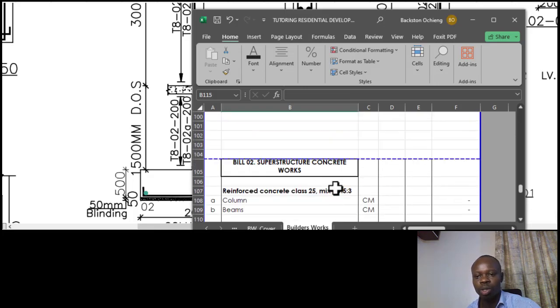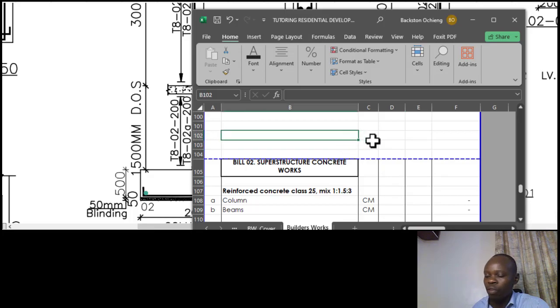Carry to collection. So the rest of the editing I'll do when we start to carry out the superstructure concrete works estimation, where I'll be doing the columns, the beams, and so on. So for now, that's enough for what we intended to cover for this session.